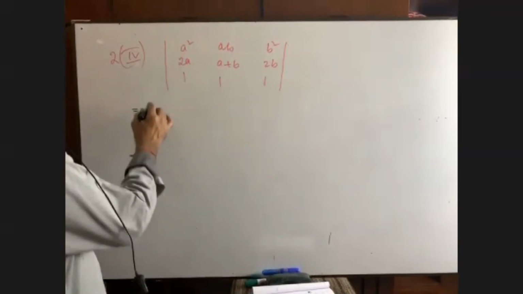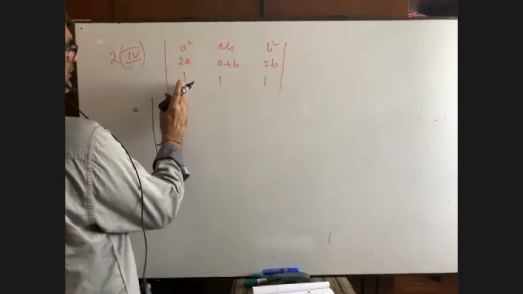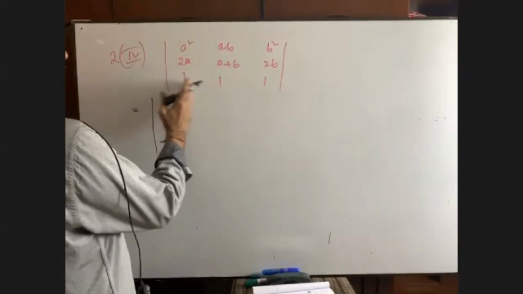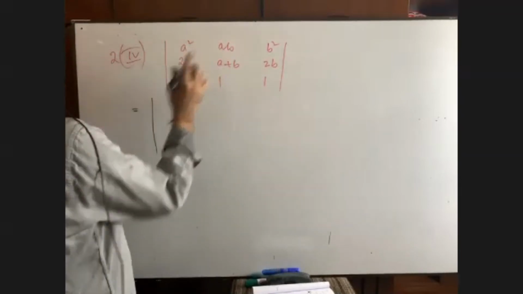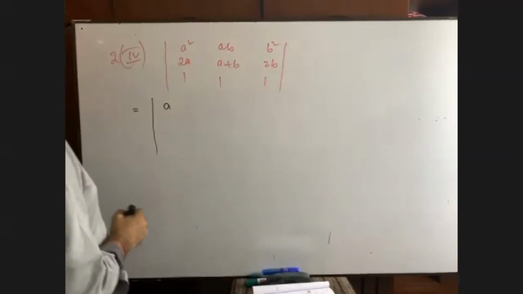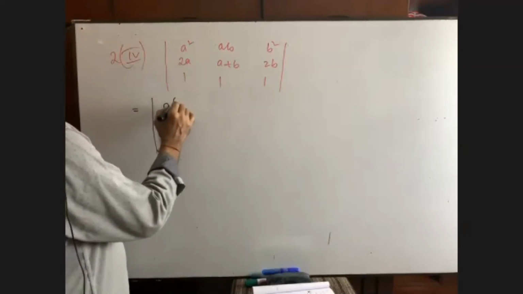That means we can do column to column. First column, second column, third column. So we have to go for subtracting column to column. So that means 1 minus 1, 0. In this way, this minus this. Let me know. A square minus AB equals to what? Can you please tell me? A square minus AB equals to what? Sir, A into A minus B.